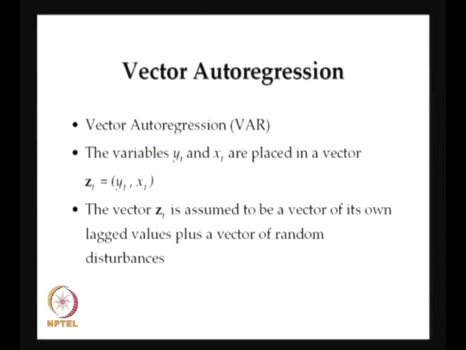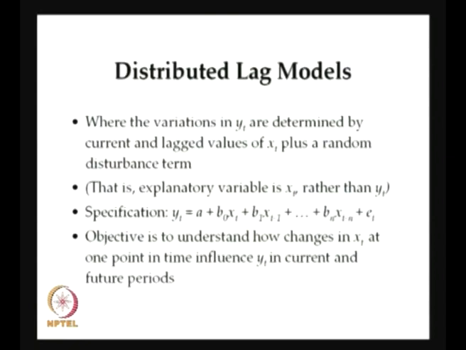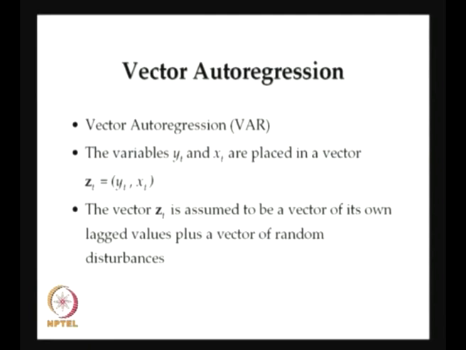Similarly to distributed lag models, there are autoregressive lag models, where the endogenous variable y t is a function of exogenous variables x t and its lags, x t minus 1 up to x t minus n, and also lags of the endogenous variable, like y t minus 1, y t minus 2, y t minus 3 up to y t minus n. We will come down to that particular model again here.